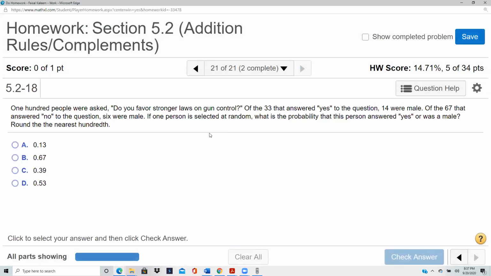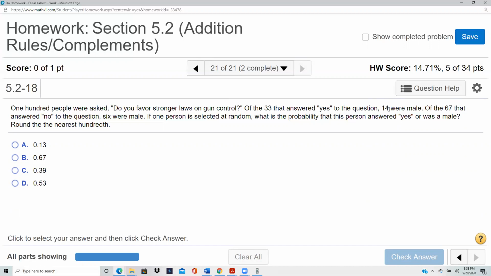100 people were asked, do you favor stronger laws on gun control? Of the 33 that answered yes, 14 were male. Of the 67 that answered no, 6 were male. If one person is selected, what's the probability the person answered yes or was male? So 33 answered yes, and of these 14 were male, and of the 67 that answered no, 6 were male.